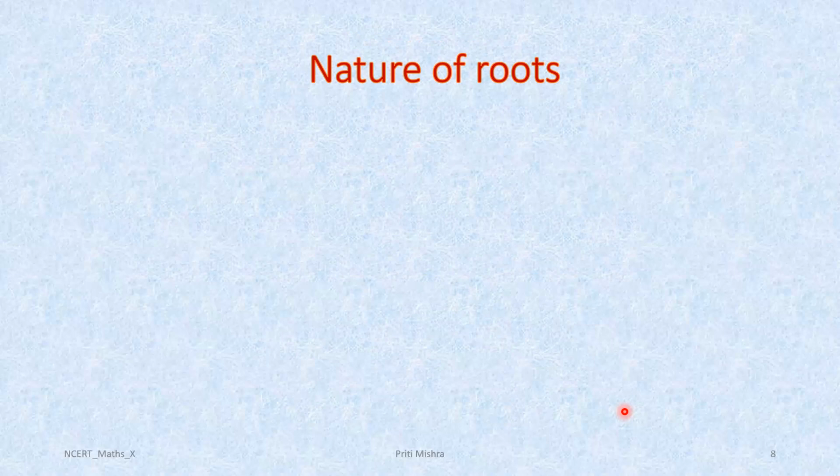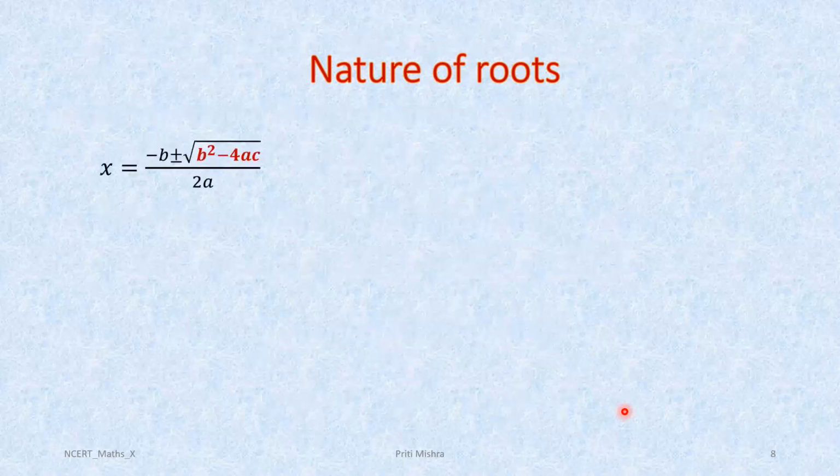Now come to our next topic, nature of roots. As you know, we have the quadratic formula x equals minus b plus minus square root of b square minus 4ac upon 2a, where b square minus 4ac is the discriminant, and this plays a very important role in order to find out the nature of roots.